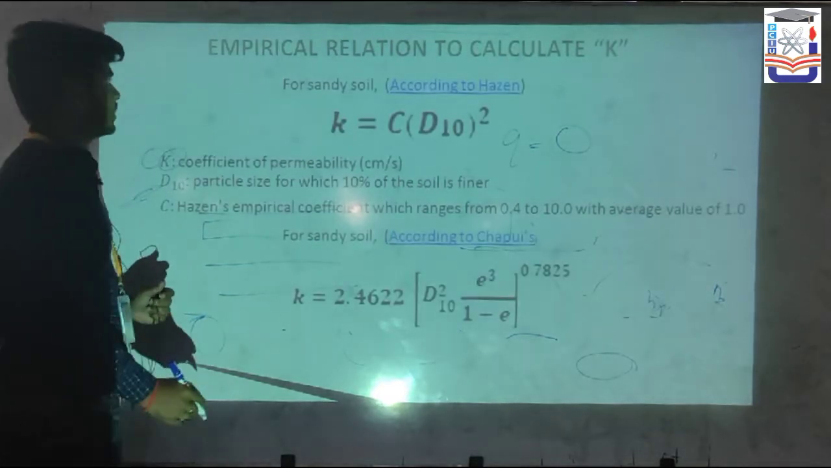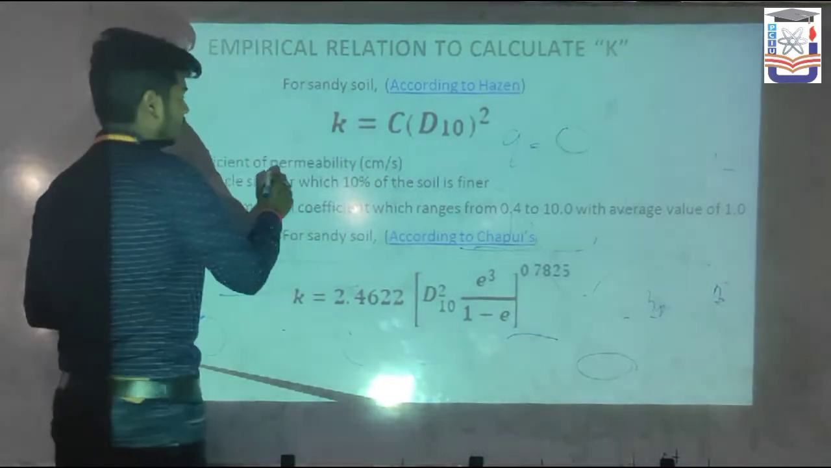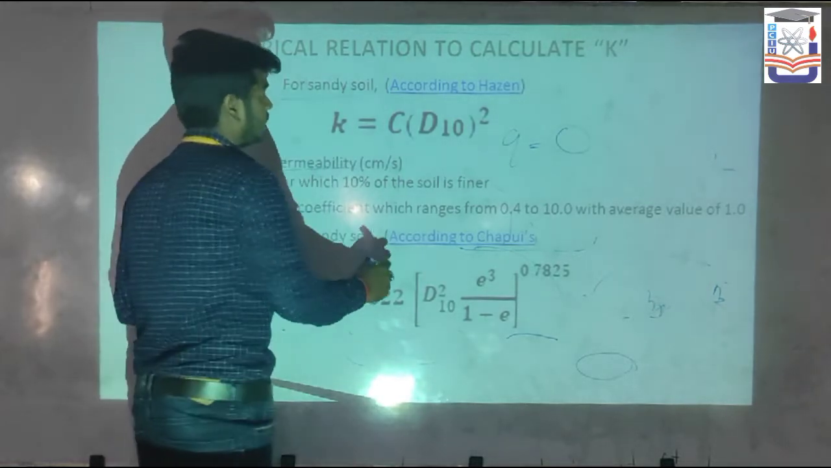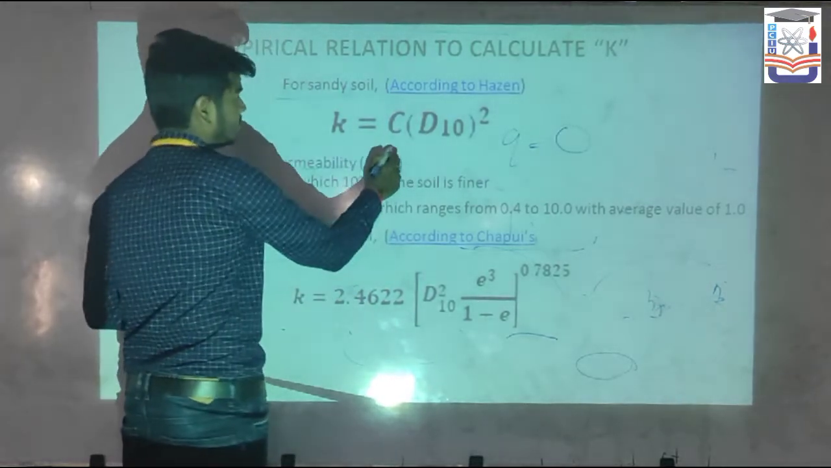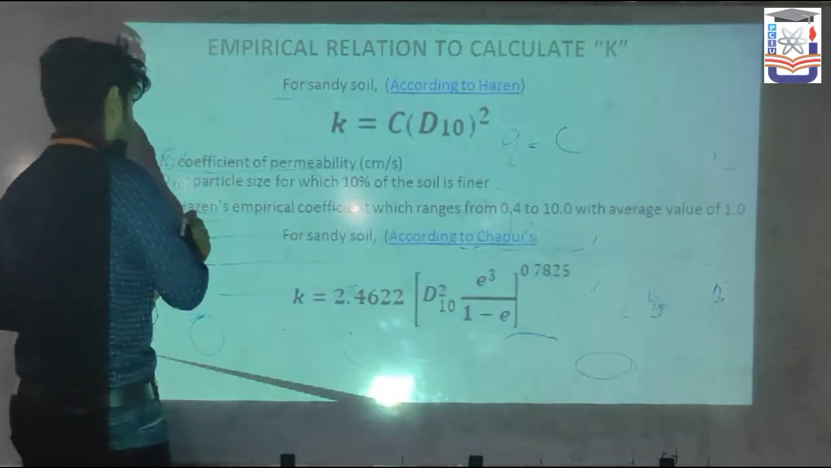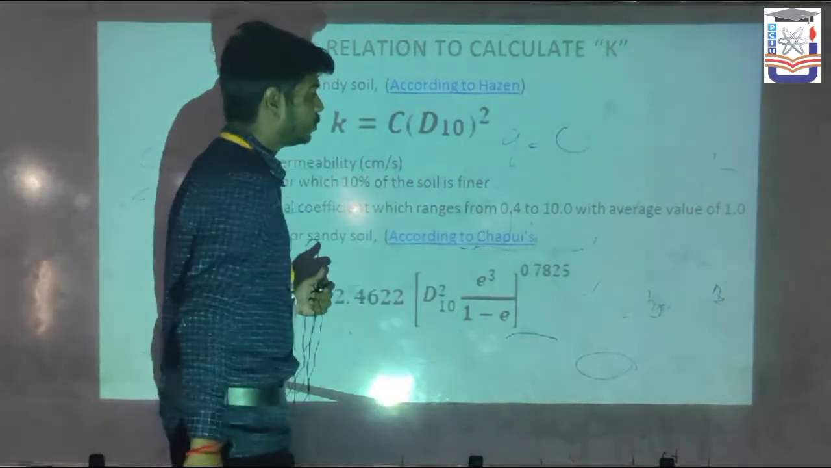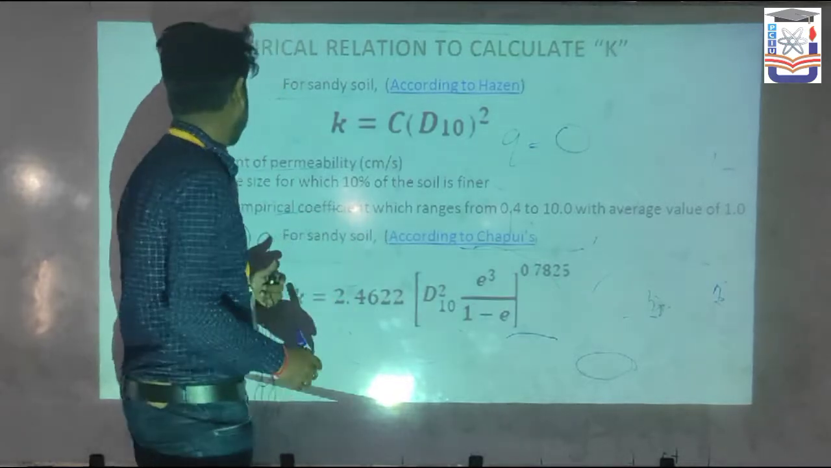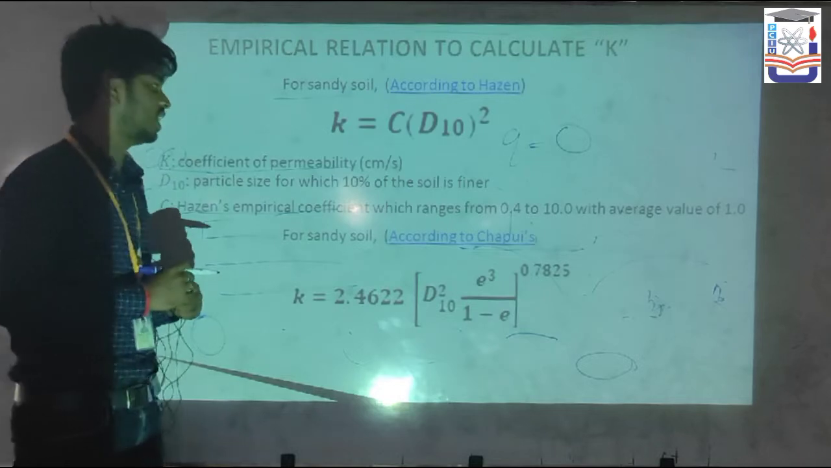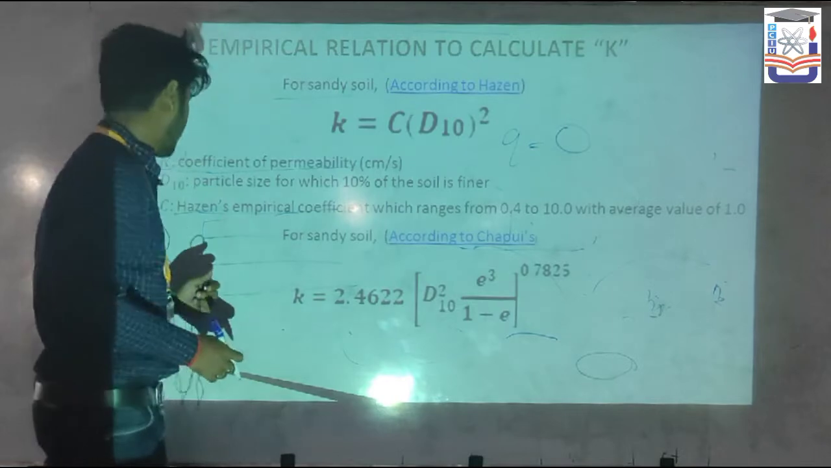Now I am discussing the empirical relations for calculating K. What is K? K is the coefficient of permeability. The first equation, for sandy soil, according to Hazen: K equal to C into D10 whole square. Here C is Hazen's empirical coefficient, which ranges from 0.4 to 10, with an average value of 1. And D10, we already know, is the particle size for which 10% of the soil is finer, and we find it from the sieve analysis graph.